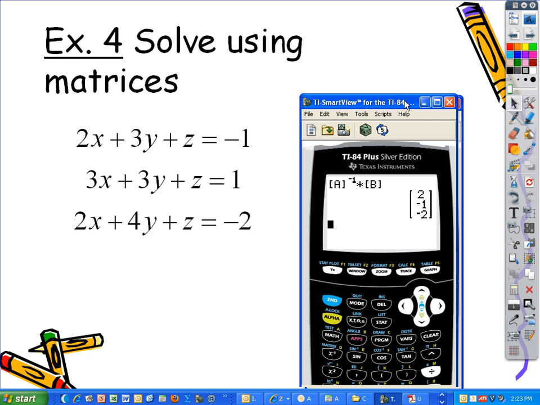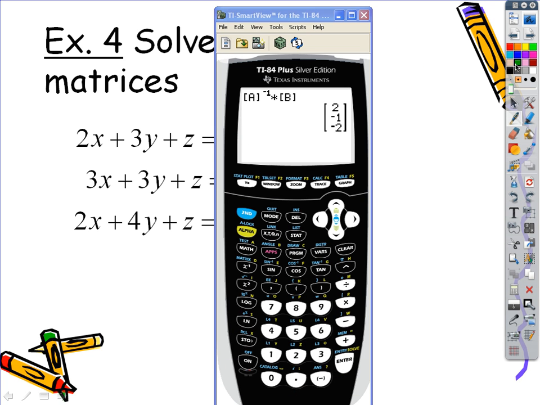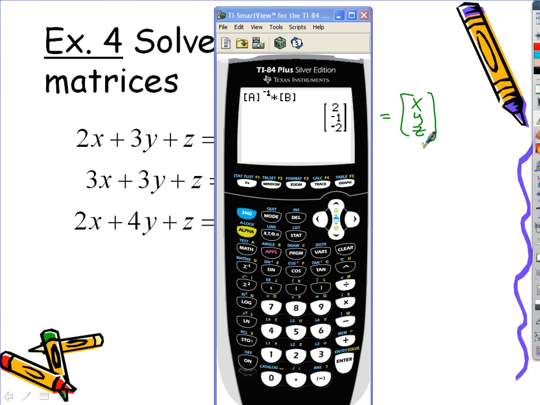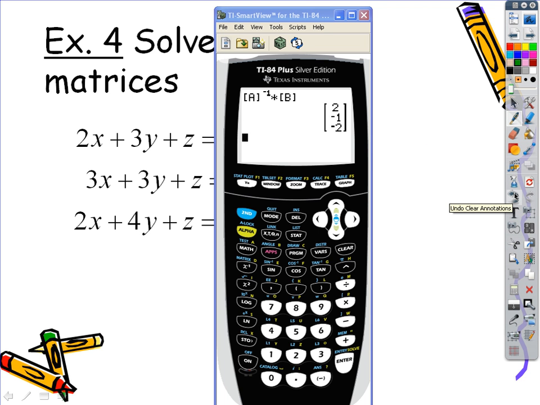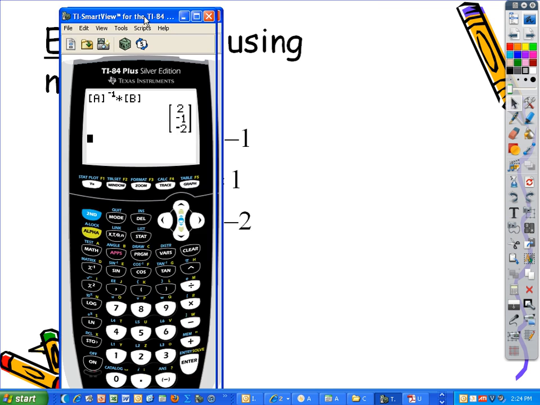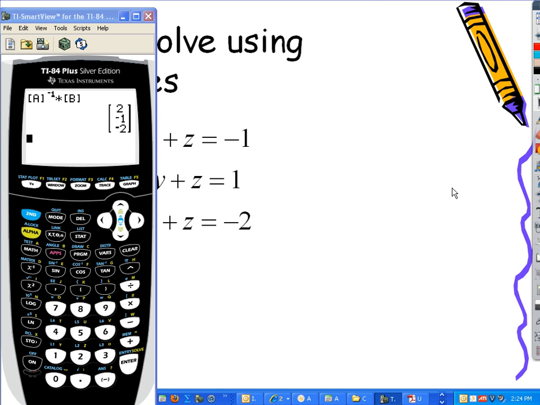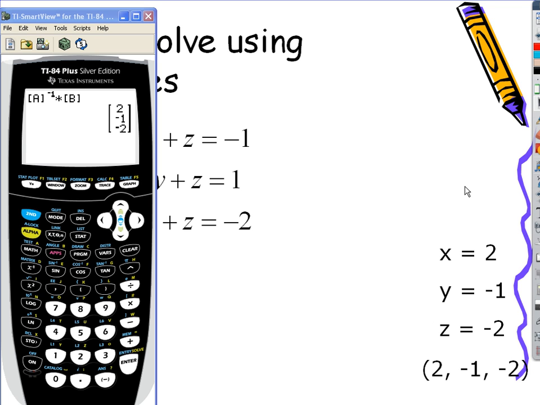Okay, what we've got here is just equal to x. That's what we solved for, right? So what's x? What's y? What's z? You got it. Okay, there's our answers, right? And so we write the answer as an ordered triple: 2, negative 1, negative 2.